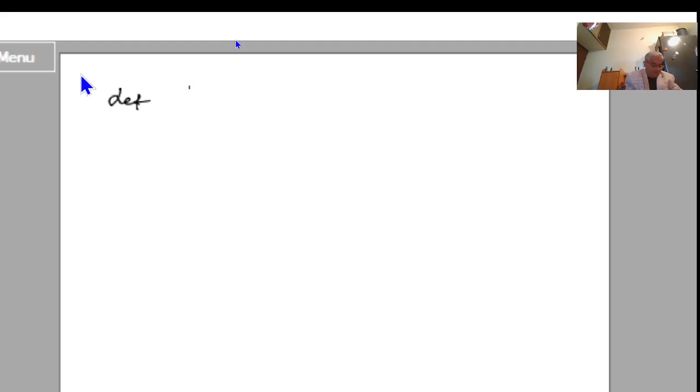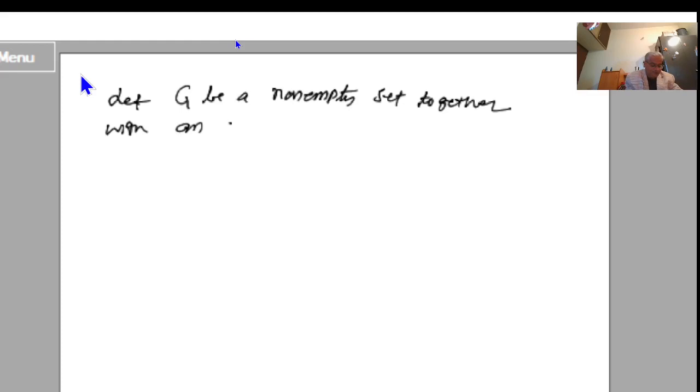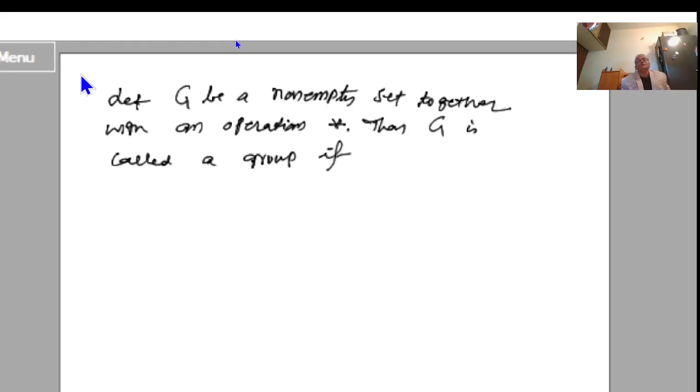Let G be a non-empty set together with an operation, say star. Then G is called or defined a group if some axioms are satisfied.